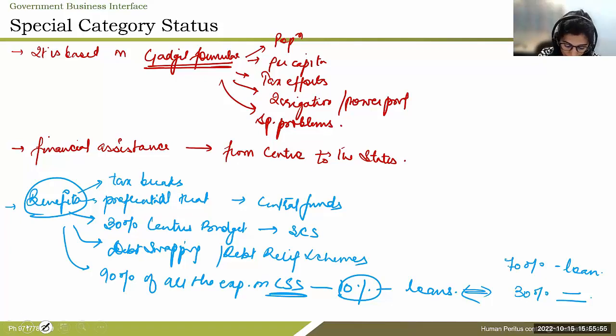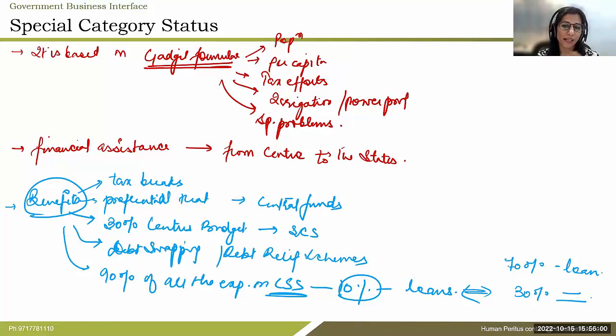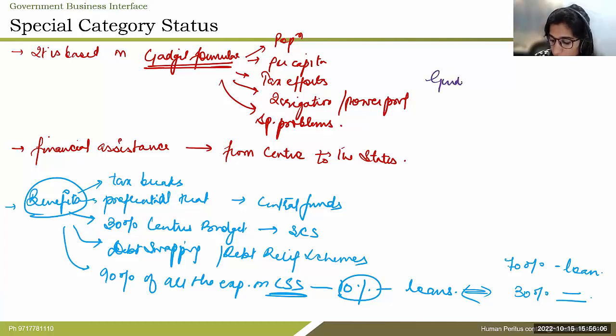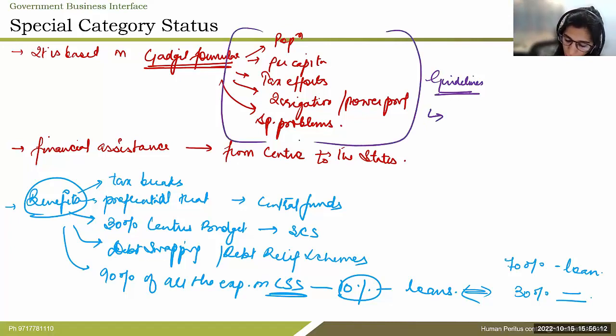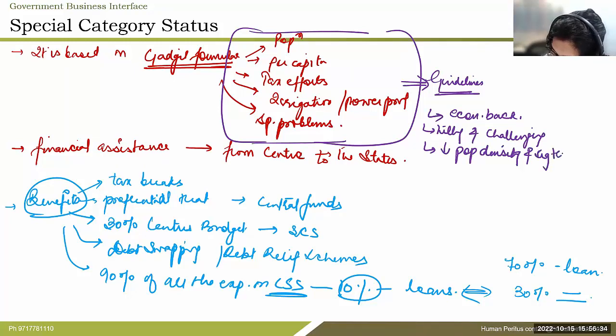Now, what are the guidelines, sorry, what are the guidelines to provide this special category status? What can be the guidelines? As it was based on the Gadgil formula only, similar kinds of guidelines are these. For example, these should be economically backward. All right. These must have hilly and challenging terrain. All right. These must have low population density and significant tribal population.